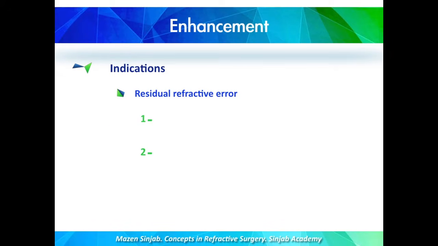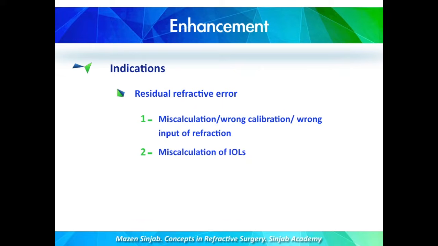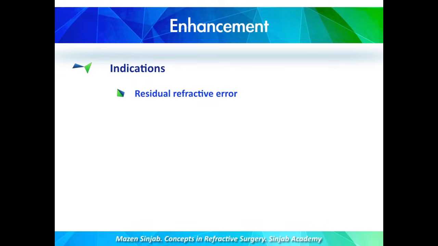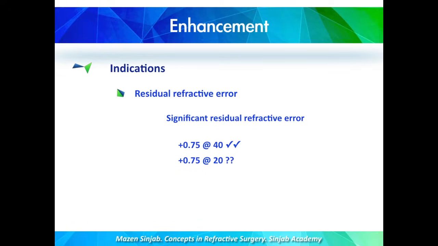Now, the residual refractive error can result from miscalculation, wrong calibration, or wrong input of refraction, or in case of IOL implantation, it can be due to miscalculation of the IOLs. The residual refractive error is an indication for enhancement whenever it is significant, but the definition of significant differs according to the patient's demands and the patient's age. For example, plus 0.75 means a lot for a patient at the age of 40, while it may be insignificant for a patient of 20.